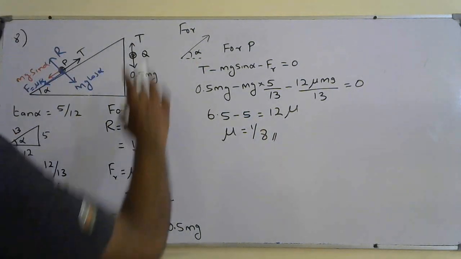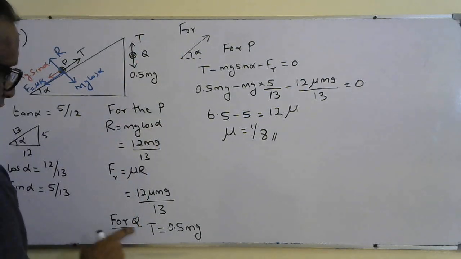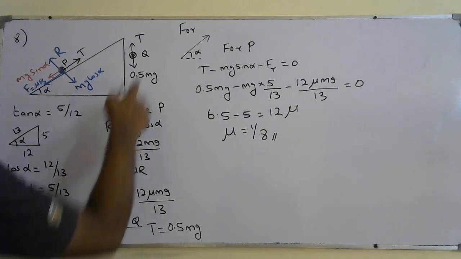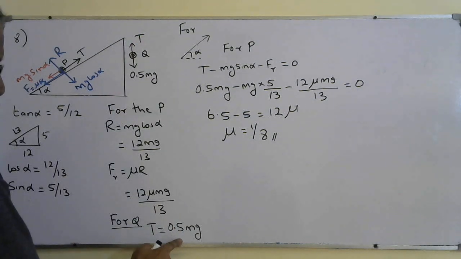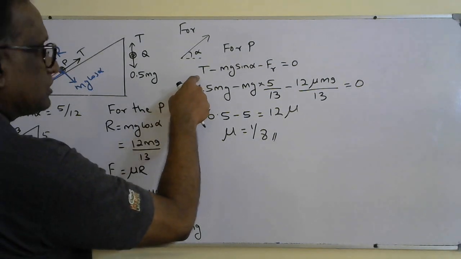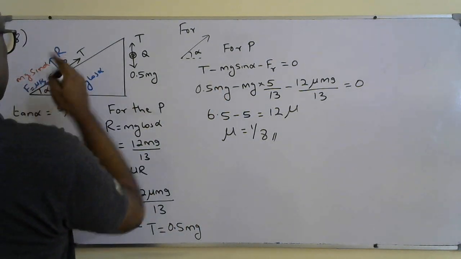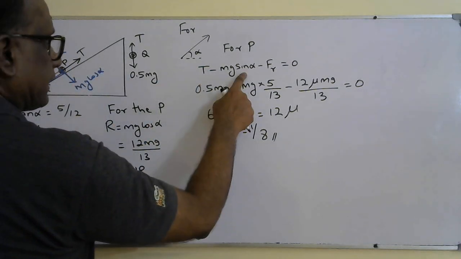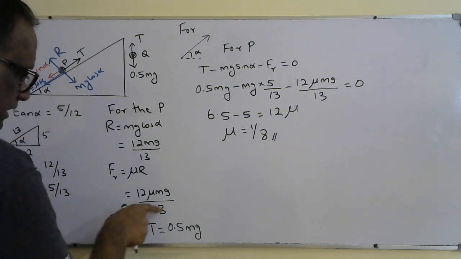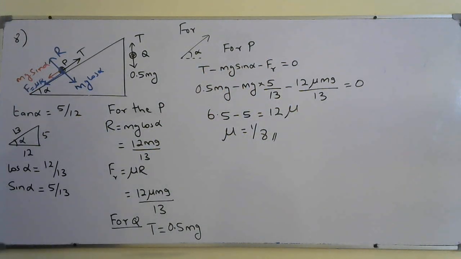I just used the equilibrium condition for Q, that is, for Q the T must be the upward force equal to the downward force, or the resultant force 0. So from that I found T equal 0.5 mg because it's at rest, limiting equilibrium. Then for P, the resultant force along the slope is 0. So T minus mg sin alpha, the component of the weight along the slope down, minus Fr equals 0. Fr is equal to mu R, equal to mg cos alpha. So substitute everything, you will get mu equal 1 over 8.